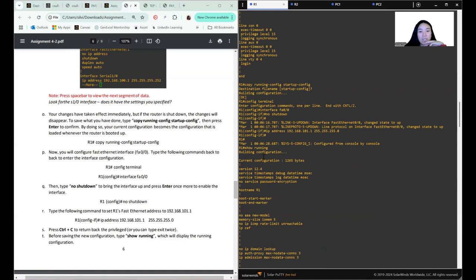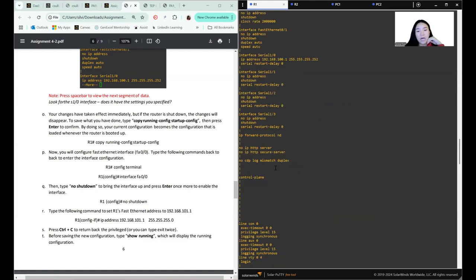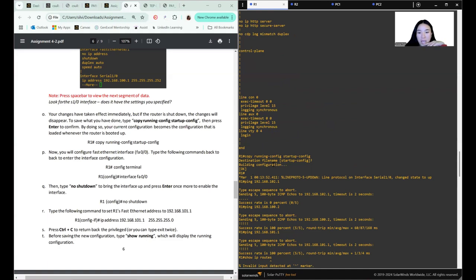No shutdown. And then I did the show running again just to make sure that the IP address is what it should be for the fast Ethernet 0/0, which is right there, which is correct. And then from there, I continued to save it.